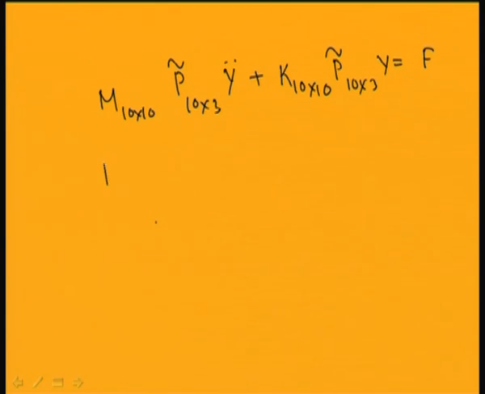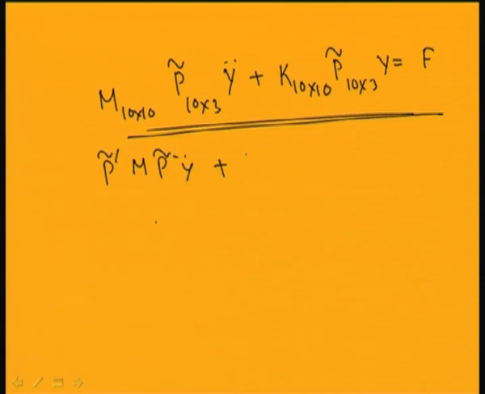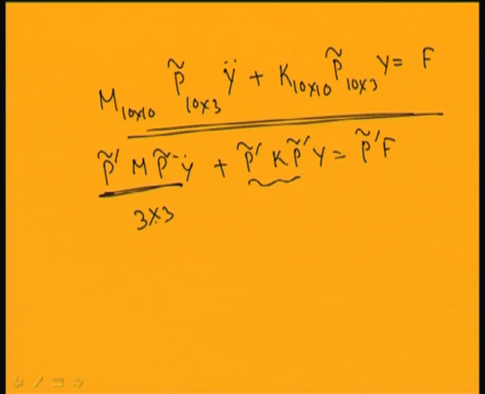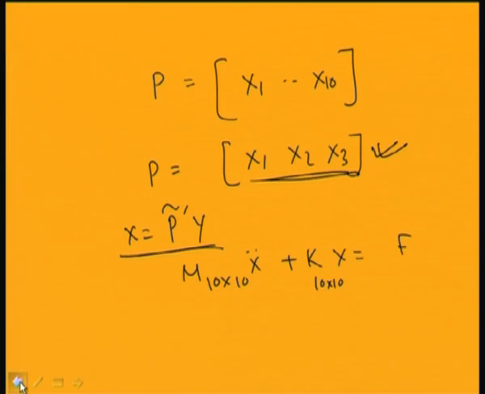Now by pre-multiplying by the transpose of the weighted modal matrix, you can convert this equation into a 3:3 matrix form: P transpose M P y double dot plus P transpose K P y equal to P transpose F. You can see that this is a 3:3 matrix, this is a 3:3 matrix, and this is a 3:1 vector. In this way you can reduce a very high degrees of freedom system to a simpler system. This method is known as the normal mode summation method.